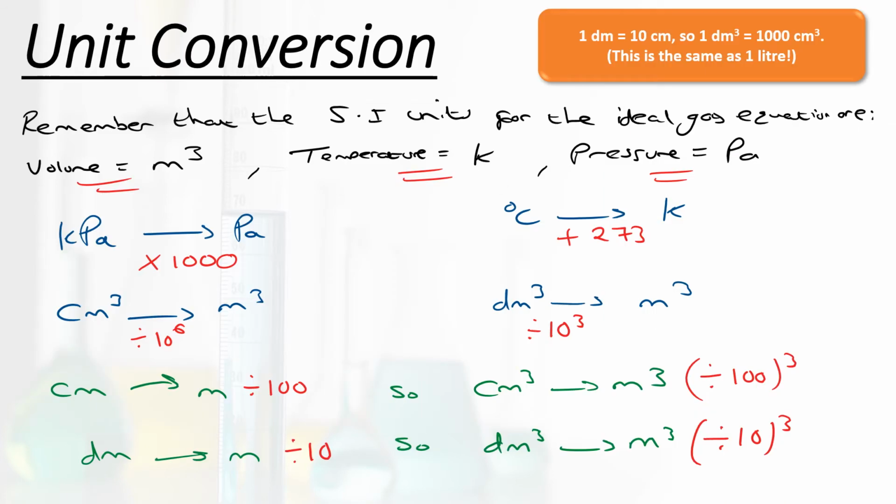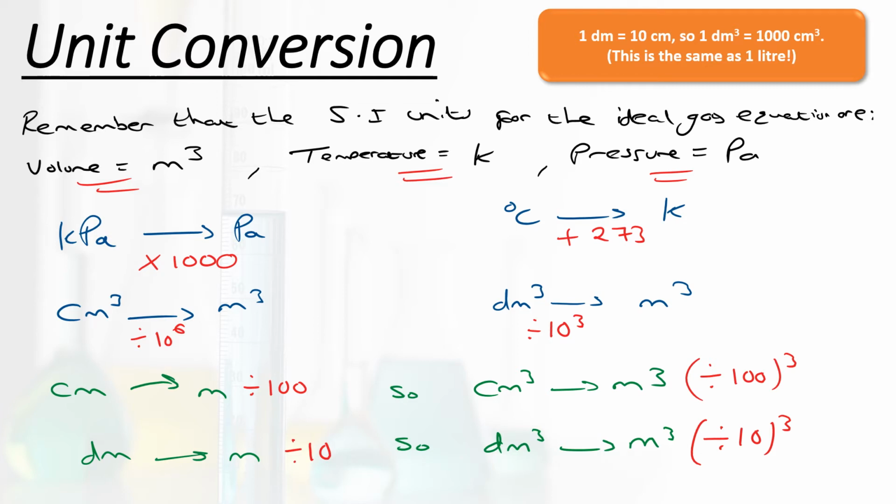So this brings us on to talk about unit conversions. We've already looked a little bit at unit conversions and converting between decimeters cubed and centimeters cubed. The way that I remember this is that 1 metre is the same as 10 decimeters or 100 centimeters. And so we can say that 1 decimeter is the same as 10 centimeters. So 1 decimeter cubed is 1,000 centimeters cubed. So to convert between a decimeter cubed and a centimeter cubed, we times by 1,000. And a decimeter cubed is the same as 1 litre.